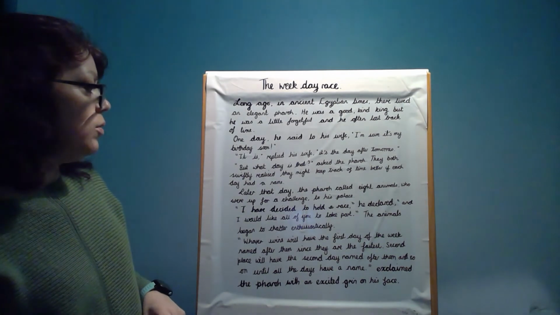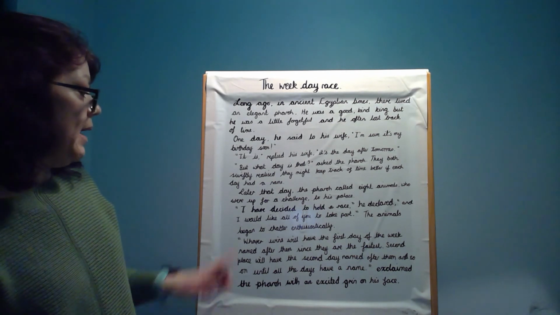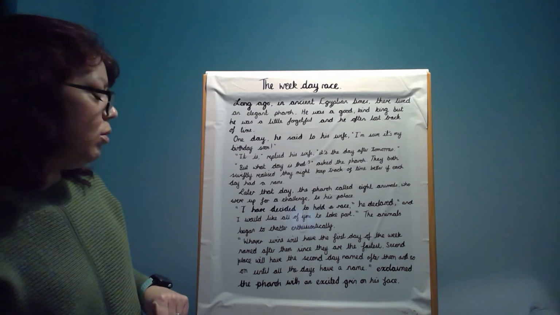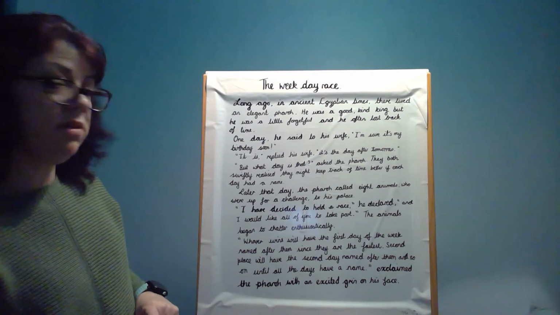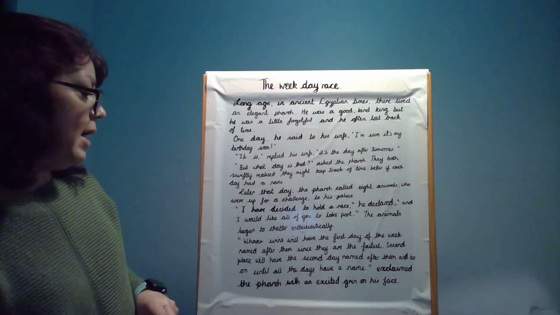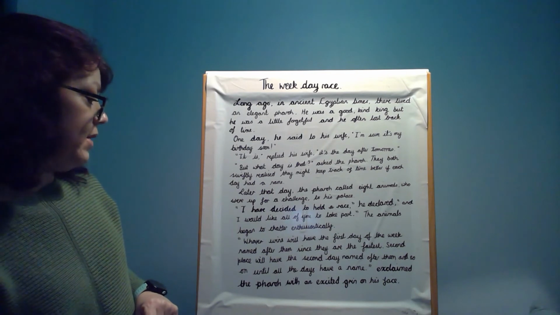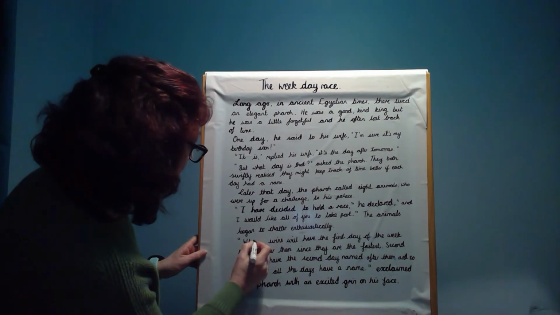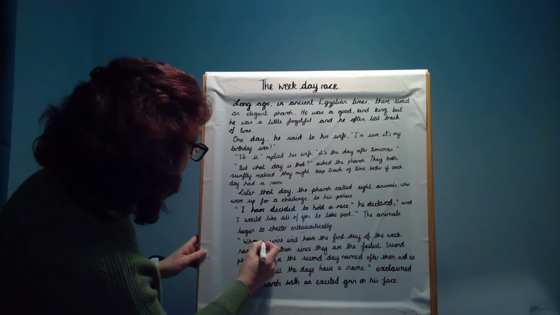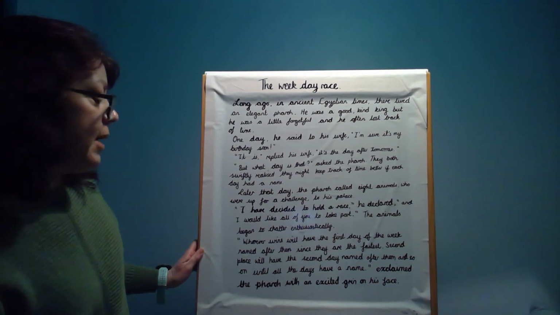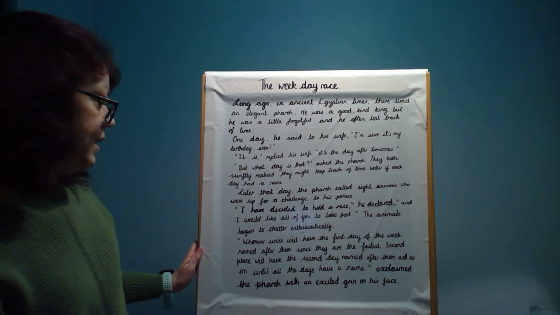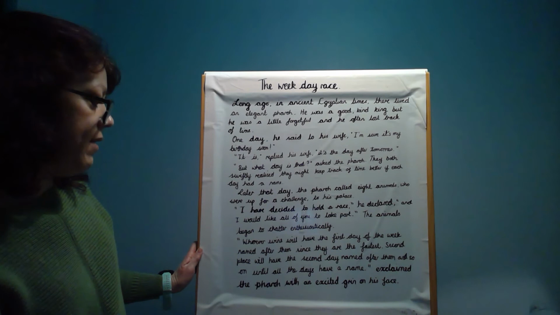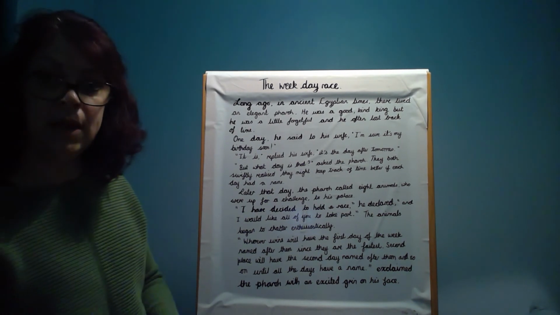Later that day, the pharaoh called 8 animals who were up for a challenge to his palace. There's my relative clause. "I have decided to hold a race," he declared, "and I would like all of you to take part." The animals began to chatter enthusiastically. "Whoever wins will have the first day of the week named after them, since they are the fastest." Just notice that my whoever has got an E missing, so let's correct that spelling. "Whoever wins will have the first day of the week named after them, since they are the fastest. Second place will have the second day named after them, and so on until all the days have a name," exclaimed the pharaoh with an excited grin on his face.